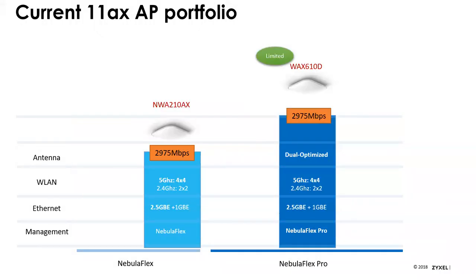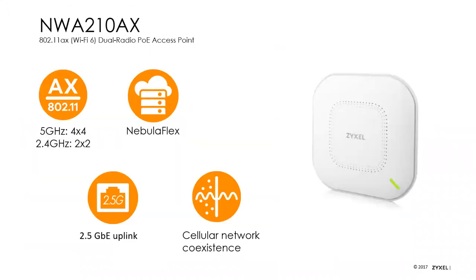So now the 2 more recent launches that we have here are the NWA210AX and the WAX610D. So we'll start with the NWA210AX. This is a NebulaFlex device. It has 4 spatial streams on the 5 gigahertz radio, 2 spatial streams on the 2.4 gigahertz radio, and it's got a 2.5 gig LAN connection to help support the faster speeds of the 4 spatial streams here.